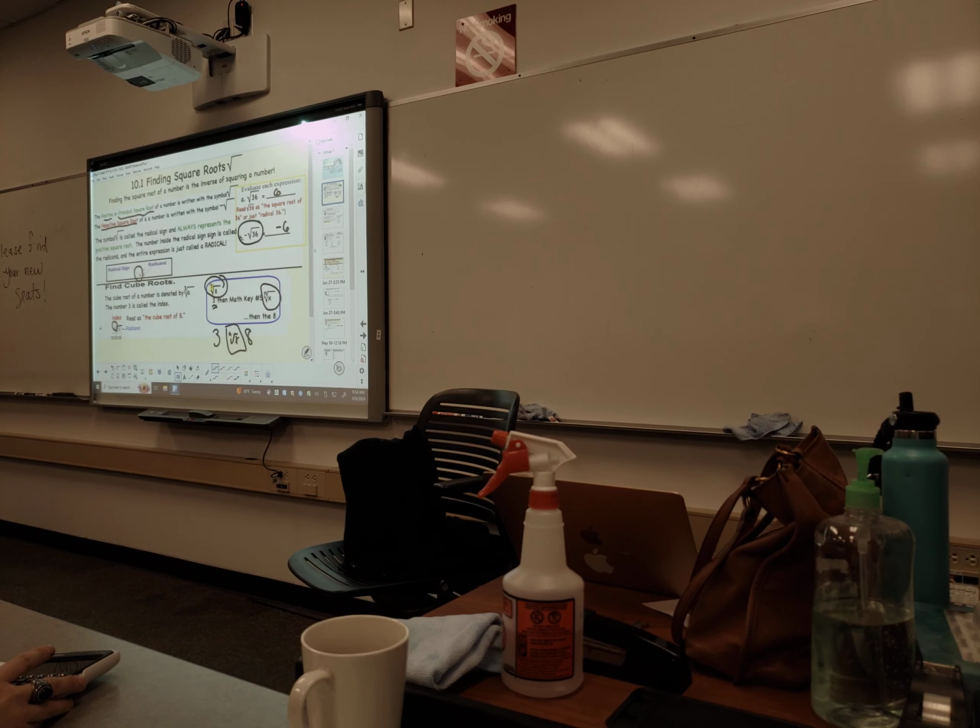So what you're going to do is plug in a 3 first. Do the 3, the index. Now hit your second key, and it would be this key right here. And then put in your 8, and press enter.